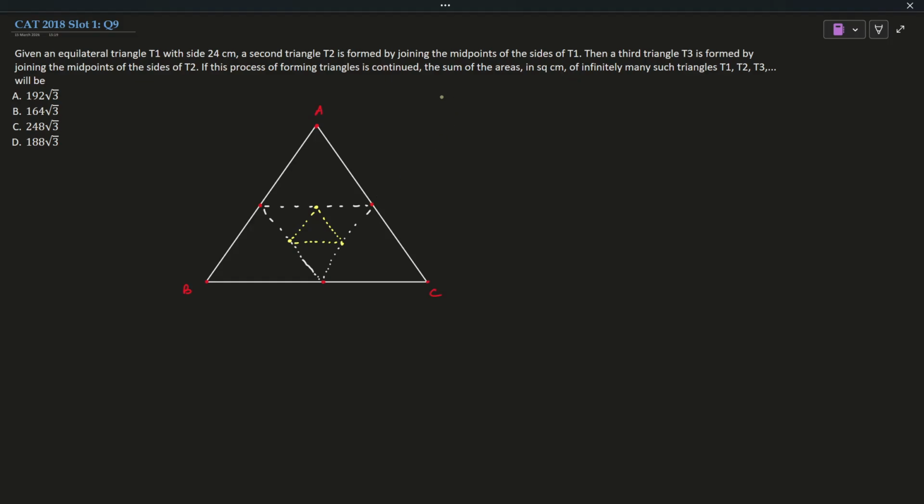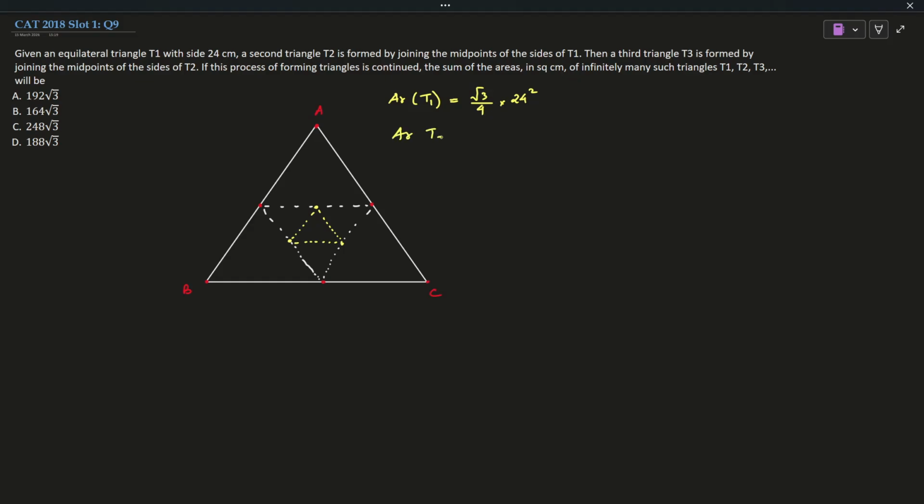If this process of forming triangles is continued, find the sum of the areas of infinitely many such triangles. This might look like a question from geometry, but the main concept behind this is the sum of an infinite GP. So first, the area of T1 is equal to root 3 by 4 a square, or side square, which is 24 square.